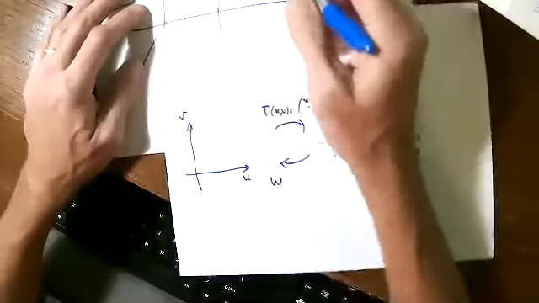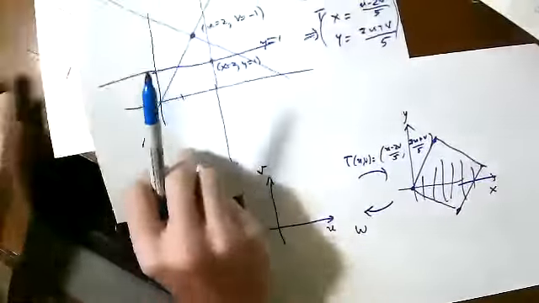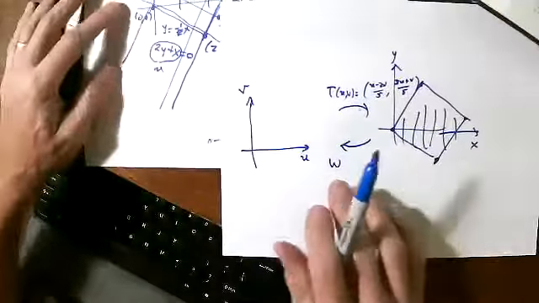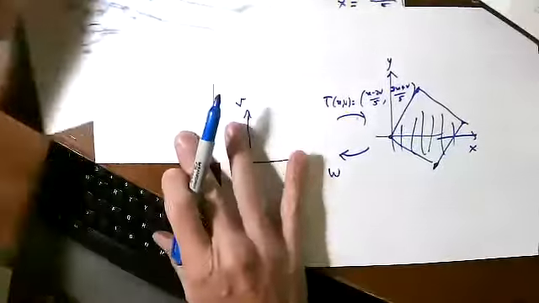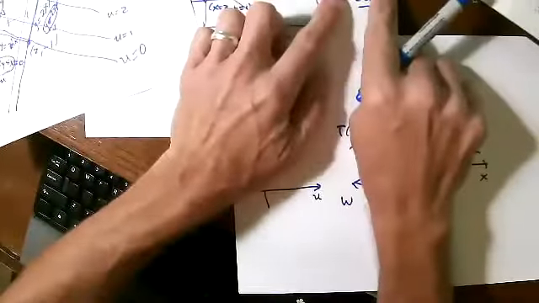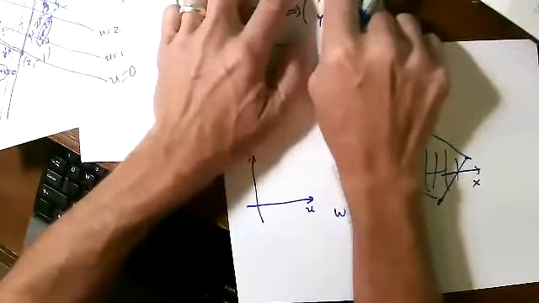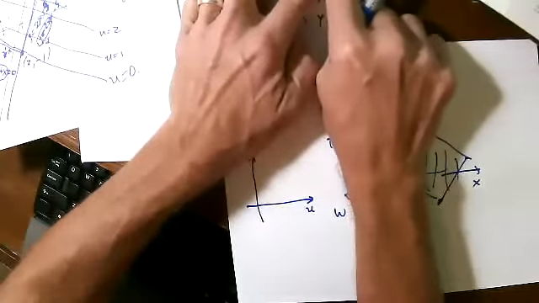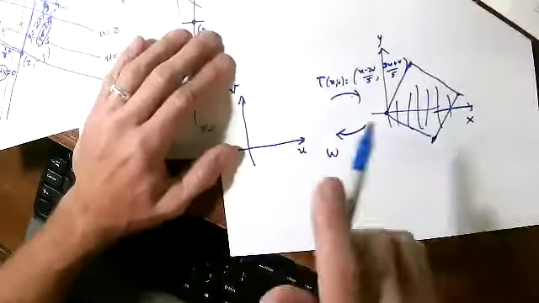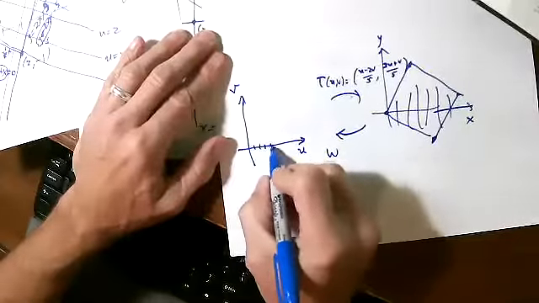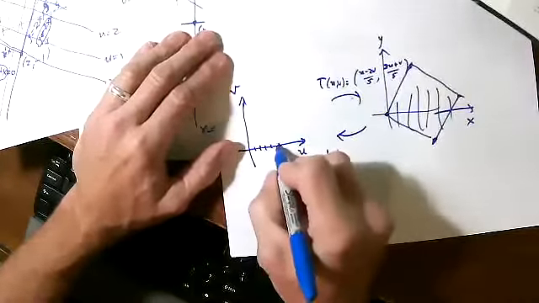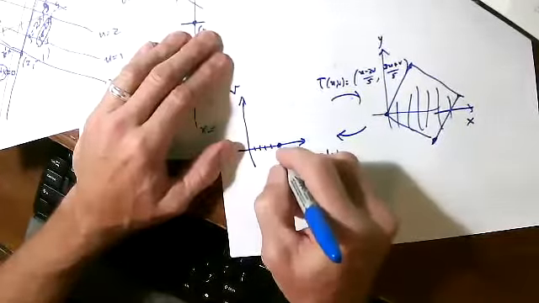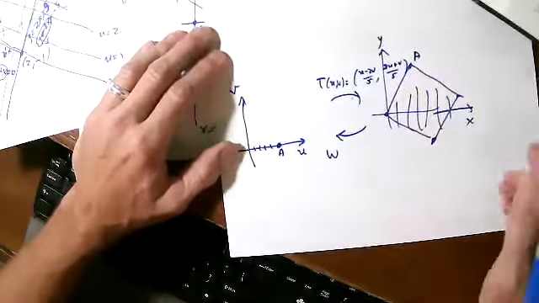Well, that's easy enough to do. I was told in the beginning the x and y coordinates of these different points. This point, for example, has x equals 1 and y equals 2. Well, if you know the x and the y coordinates, then you can get the u and v coordinates. If x equals 1 and y equals 2, then the u coordinate is 5. And if x is 1 and y is 2, then the v coordinate is 0. So this point here maps to this point here.